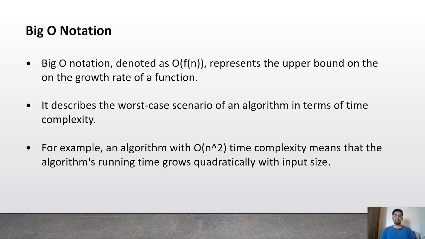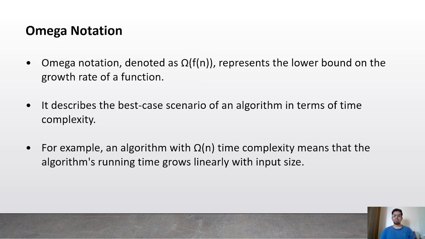Big O notation. It is denoted as big O of f of n and represents the upper bound on the growth rate of a function. It describes the worst case scenario of an algorithm in terms of the time complexity. For example, an algorithm with big O of n power 2 time complexity means that the algorithm's running time grows quadratically with input size.